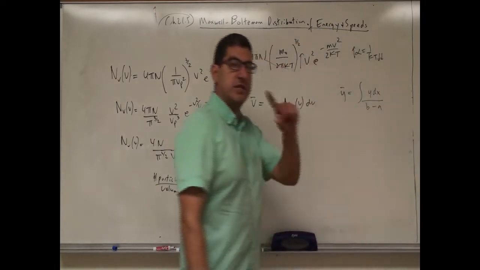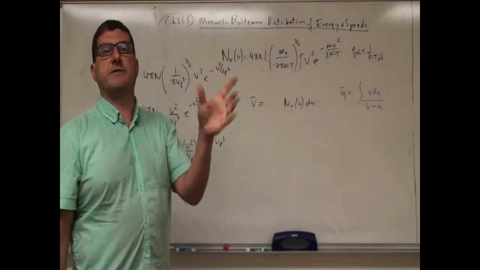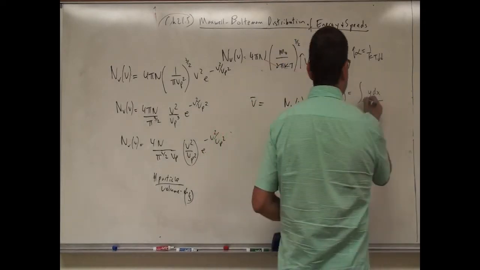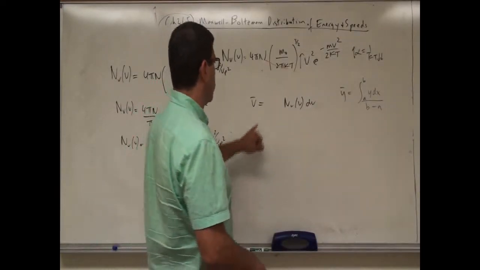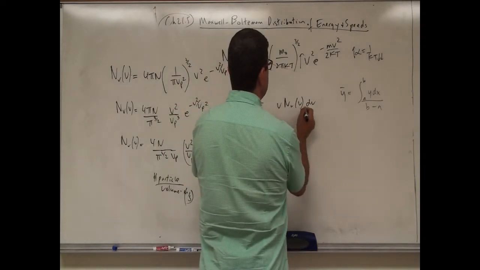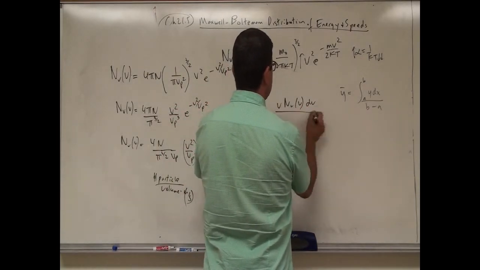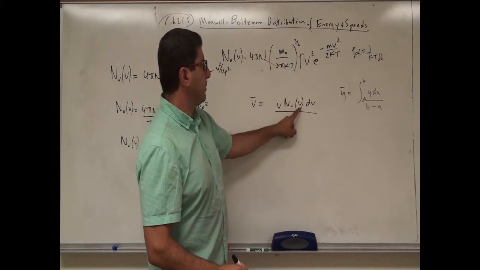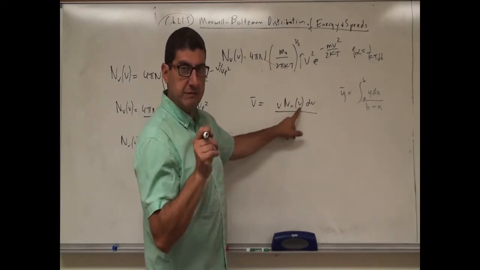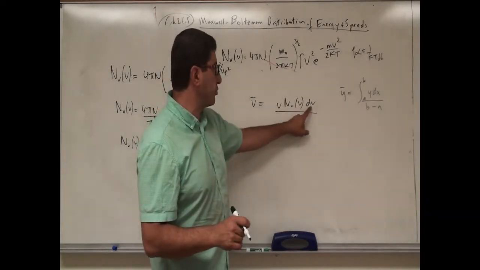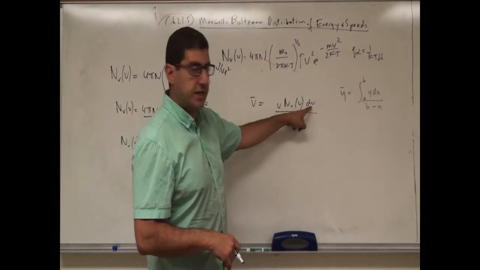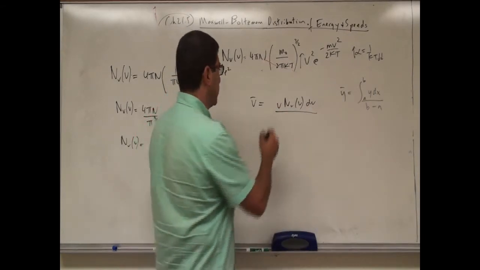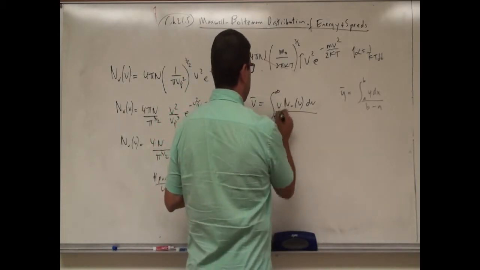You integrate that function from any point a to b, right? And then you divide it by the interval. So you say here N(v) dv. This is measuring how many particles are moving with a speed between v and v plus delta v. Then you multiply it by v, right? Which is this velocity. Then you integrate this here, 0 to infinity.